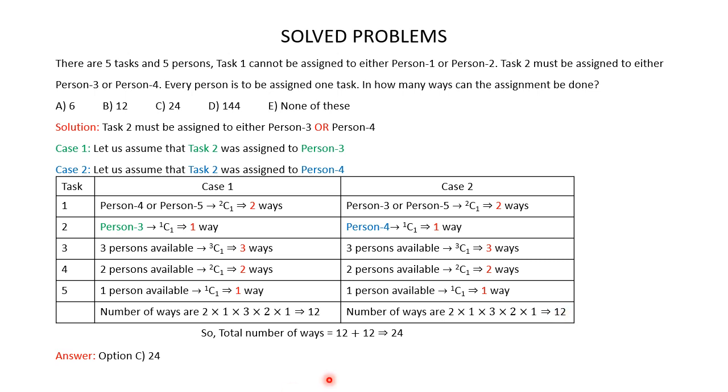So there are 12 ways in case 1 and 12 ways in case 2. So the total number of ways is 12 plus 12, which is 24. So totally there are 24 ways in which the assignment can be done. So the correct answer is option C, 24.